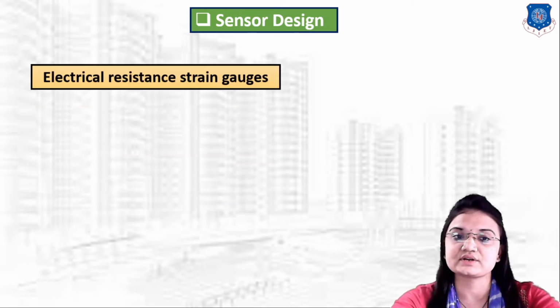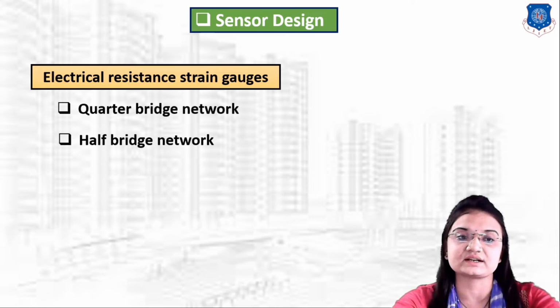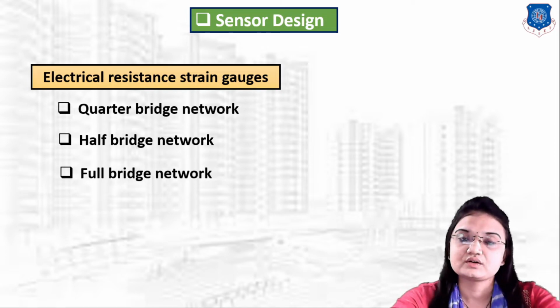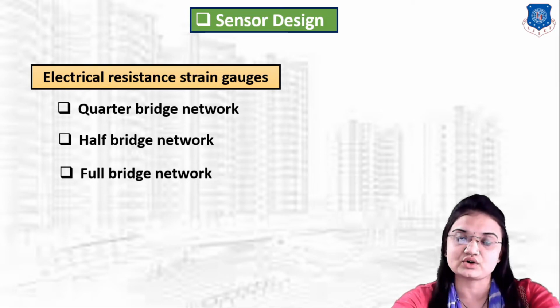So first one is the electrical resistance strain gauge. A strain gauge is generally used to measure strain. And how many types of networks of strain gauge are there? First one is the quadrant bridge network, second is the half bridge network, and third one is the full bridge network. In this lecture we will learn about these quadrant bridge, half bridge and full bridge networks of the strain gauge.